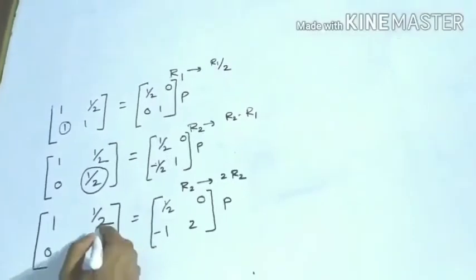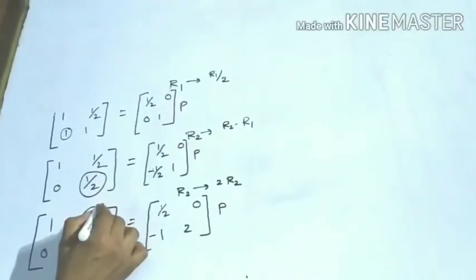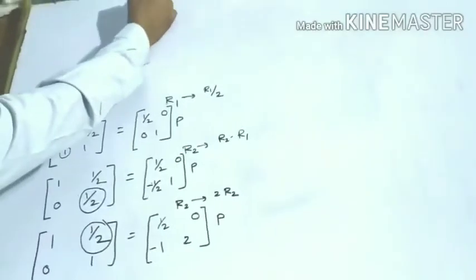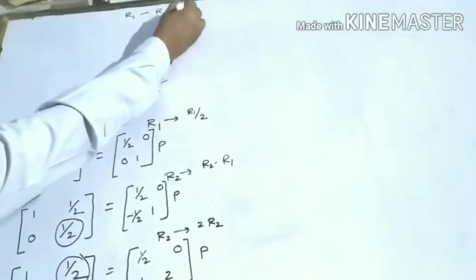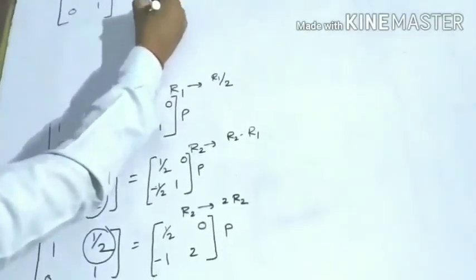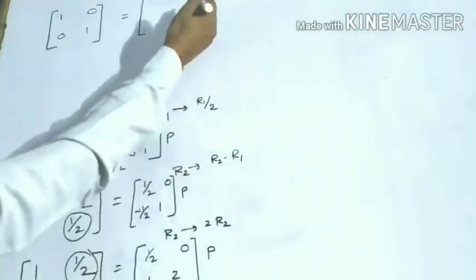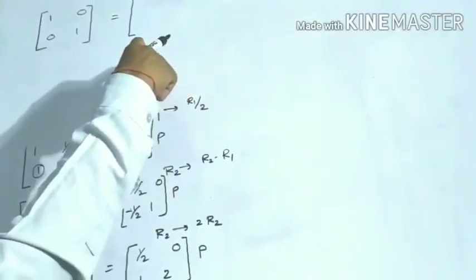Now next what we are going to do, we want to make this 0. So for making 0, we are going to apply this operation: in R1 we are going to do R1 minus R2 by 2. Then what will we get? This becomes 1. Then the second element, R1 1 by 2 minus R2 1 by 2, means this is 0. So here we will get 0, and then 0, and then 1. And on this side what will we get? 1 by 2.